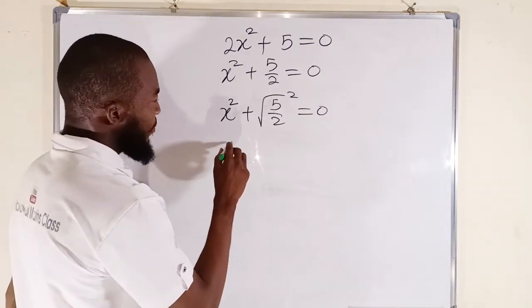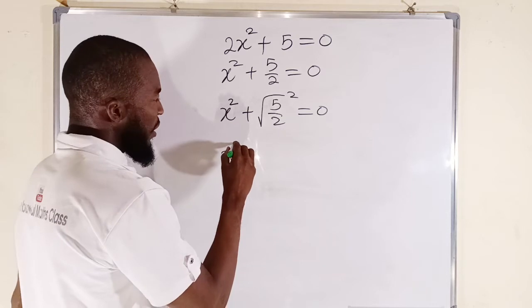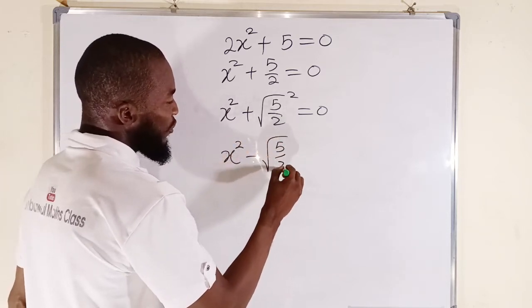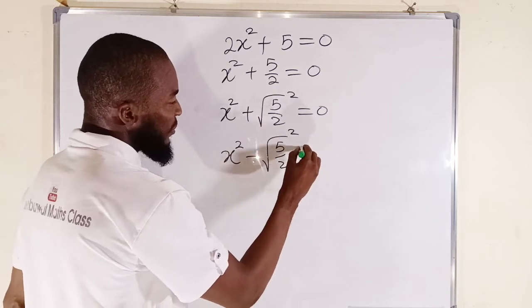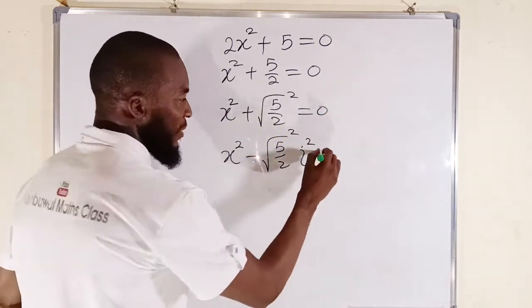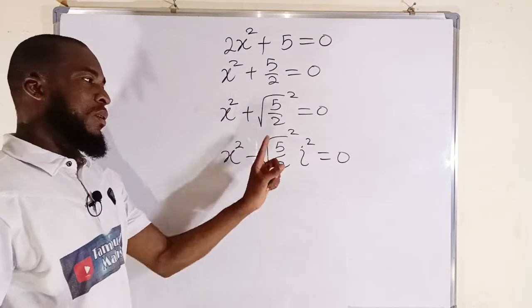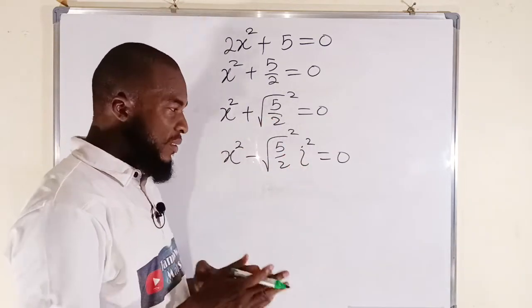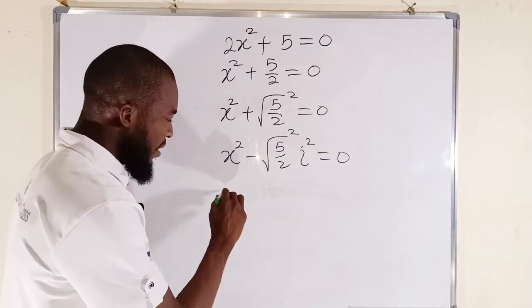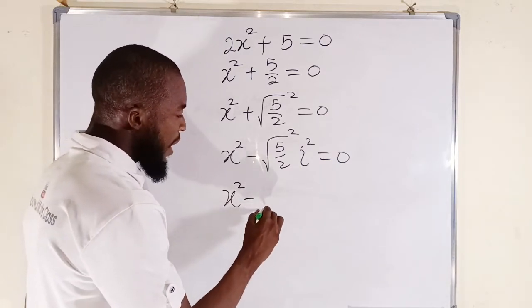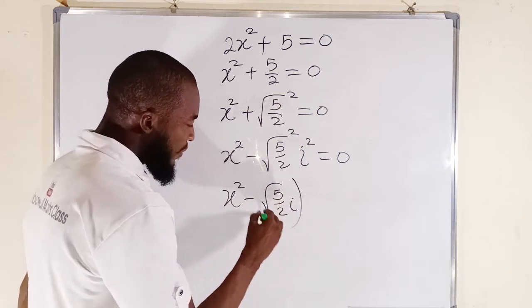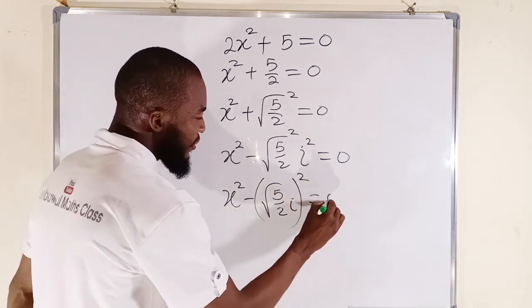So we have x squared minus the square root of 5 divided by 2, all squared, but remember to attach i squared. This is equal to 0. This has a square, this has a square. From one of the laws of indices, you can assign them a single exponent. This is x squared minus the square root of 5 divided by 2, times i, all of this squared, equal to 0.